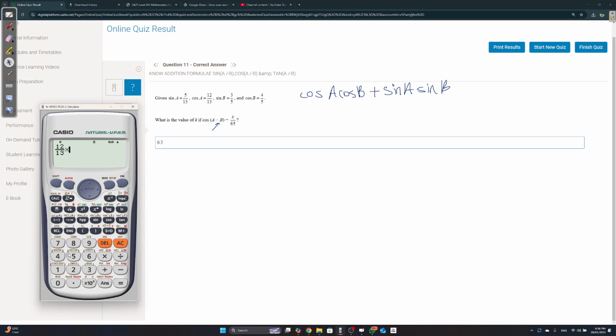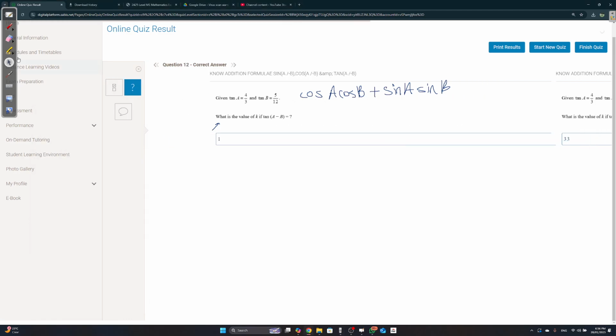Times cosine B, which is 4 over 5, plus sine A, which is 5 over 13, times sine B, which is 3 over 5. Very, very easy. 63 over 65, K is 63.